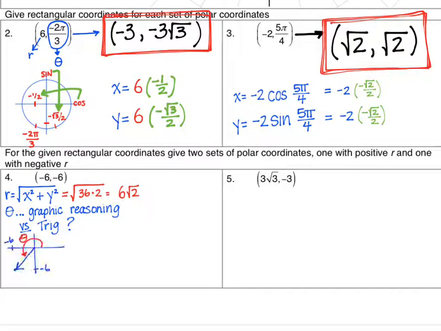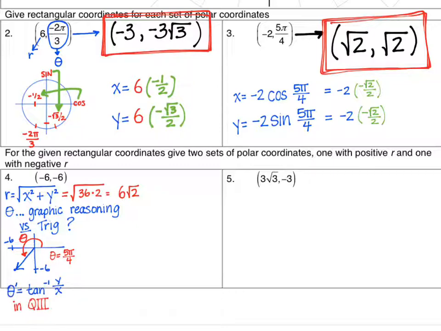So I'm going to first look at the graphic reasoning approach. What that means is I'm going to take these points, -6, -6, and graph them in a rectangular coordinate system, and I get the point right here at -6, -6. If I draw a ray, or a vector, to that point, I can see that theta, the angle, would be the rotation to that ray. And hopefully you can see from that graphic approach that that's going to be the angle of 5 pi over 4.